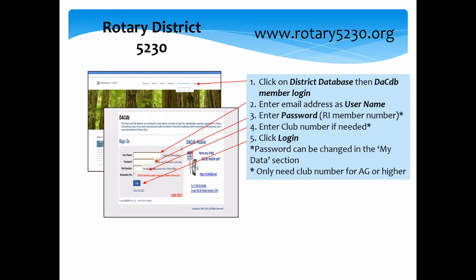And in this case, I've entered my club number, and you only need that if you're an assistant governor or district officer. And in this case, I've also clicked on Remember Me, because this is on my private laptop. If you're in a public Wi-Fi, I don't recommend you put Remember Me. So I'm going to log in. A lot of great information available. Once again, you can't break this.